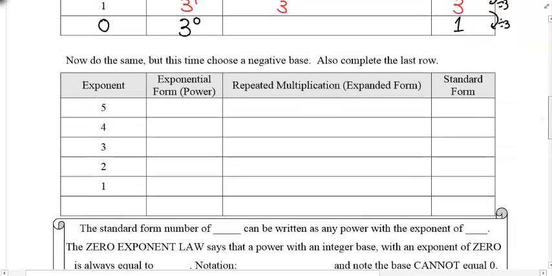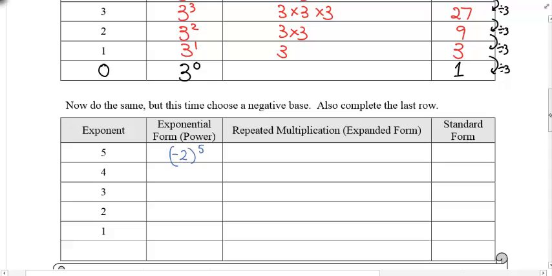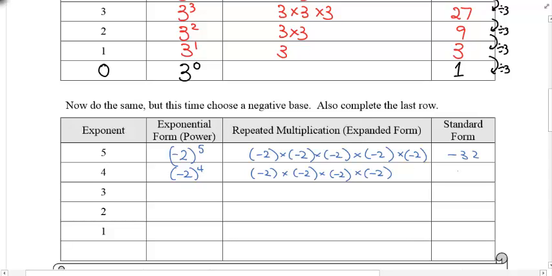Okay, let's do it one more time, but this time let's choose a negative base. I'm going to now choose negative 2. Let's now rewrite these as repeated multiplication in standard form, and let's see if we can fill in our last row as well. You go for it. This is good practice. Oops, I did make a mistake for the first row. There should be 5. This one has 4.